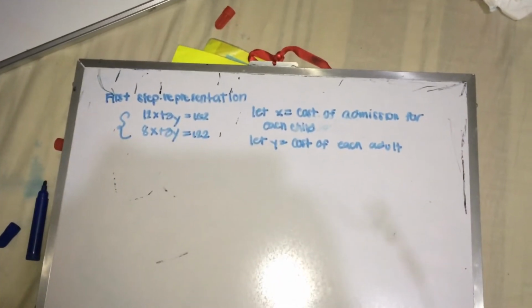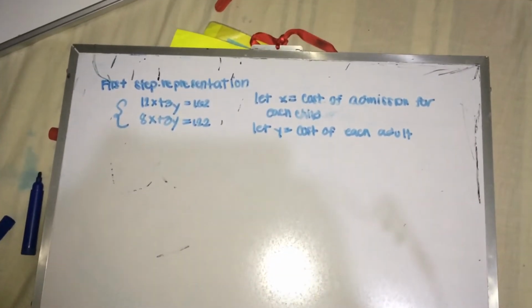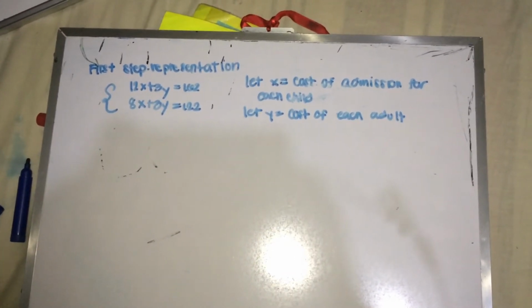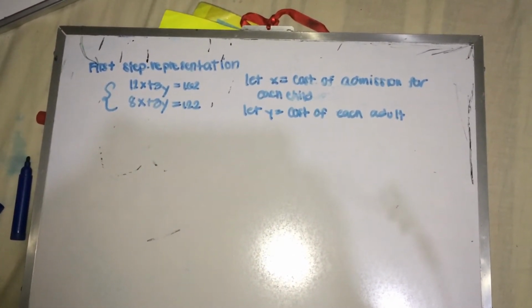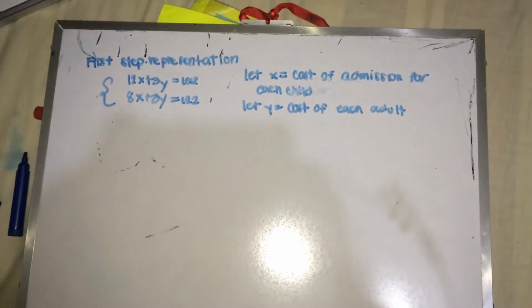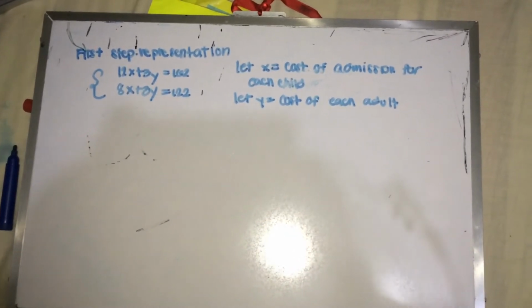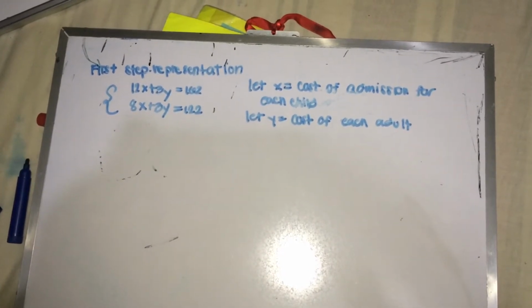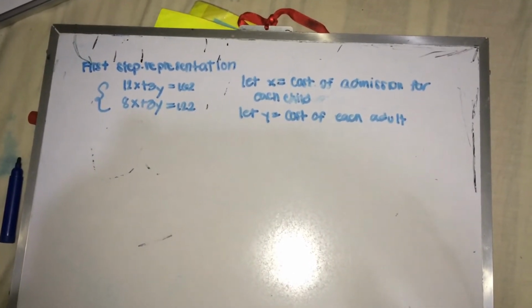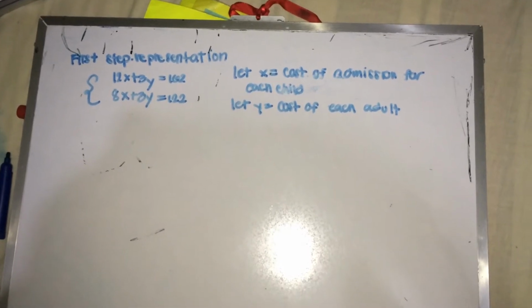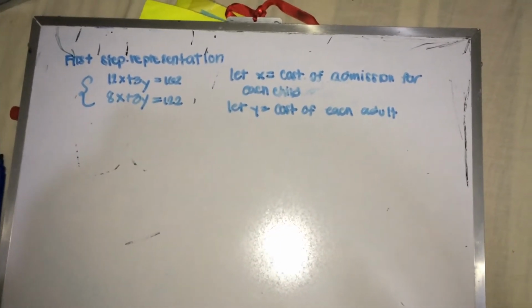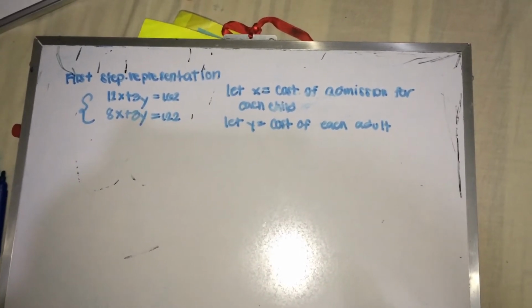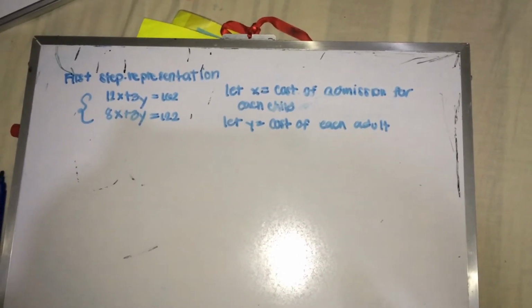First of all, we need representation. Let x be the cost of each child and let y be the cost of each adult. After our representation, we need our equation. Our equation should be 12x plus 3y equals 162 because 12 children and 3 adults equal $162. Now let's get our other equation: 8 children and 3 adults equal $122, so 8x plus 3y equals 122.